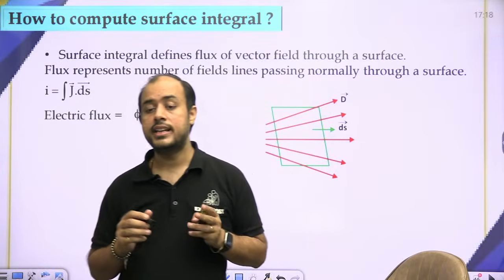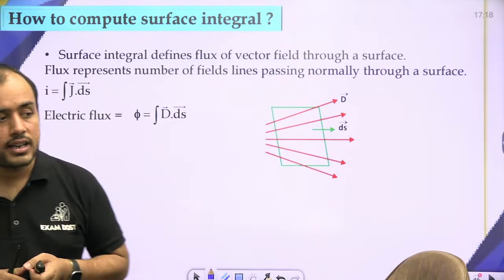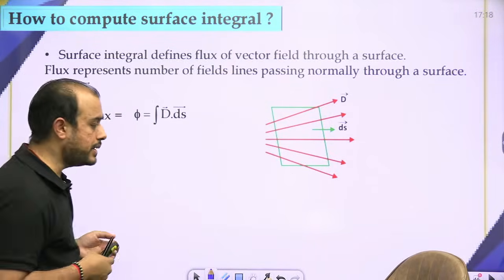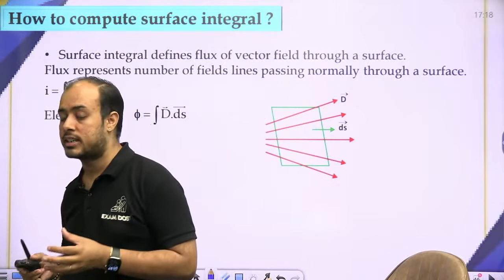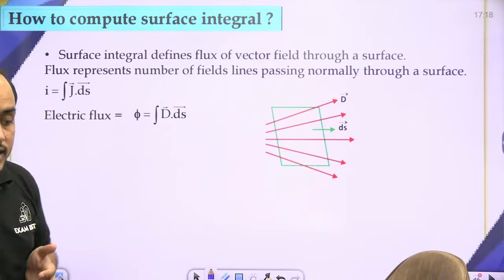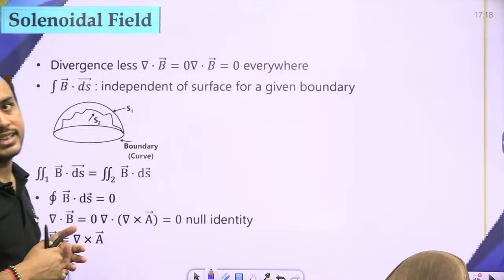So surface integration is used to calculate the flux of a vector field. Flux means the amount of flow. Suppose I want the flux of water. It means how much water flows through a particular area.